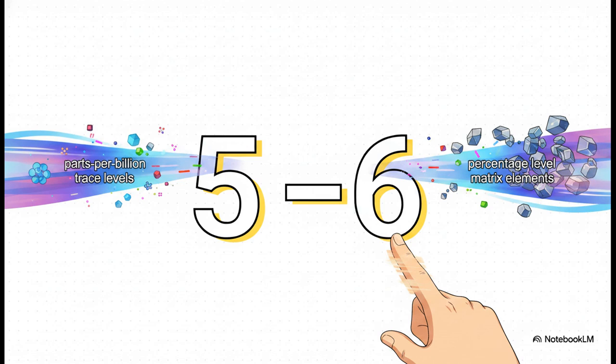Modern ICP AES instruments have a linear dynamic range covering 5 to 6 orders of magnitude. Why is that such a big deal? Because it means you can measure tiny trace elements at parts per billion levels and major matrix elements sitting at massive percentage levels, all simultaneously in the exact same run. You don't have to stop everything, dilute your sample, and run it all over again. It is a massive game changer for lab efficiency.